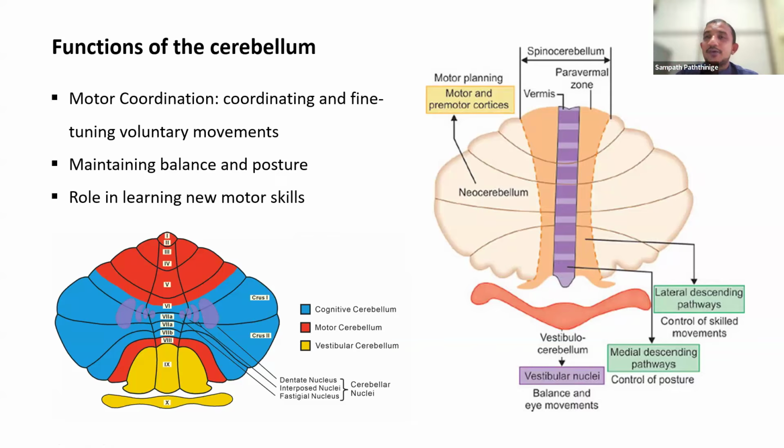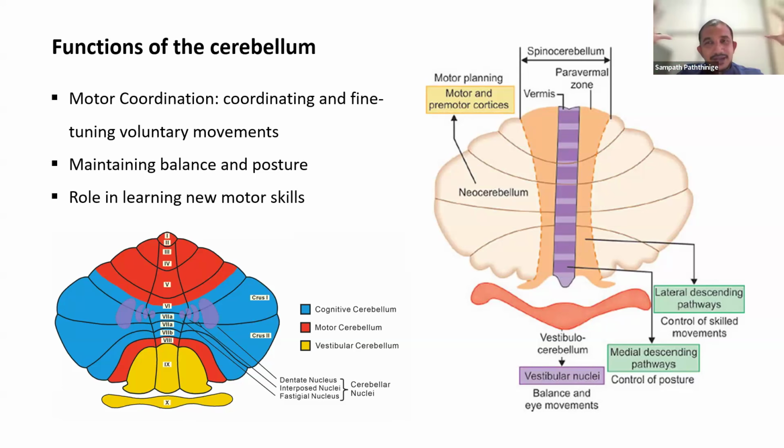Then we have the other area. The cerebellum controls the posture, right? So that is from the central vermis part, the paravermis part. That gives some regulation for the skilled movements and the coordination. You do this when you do the cerebellar assessment, right?